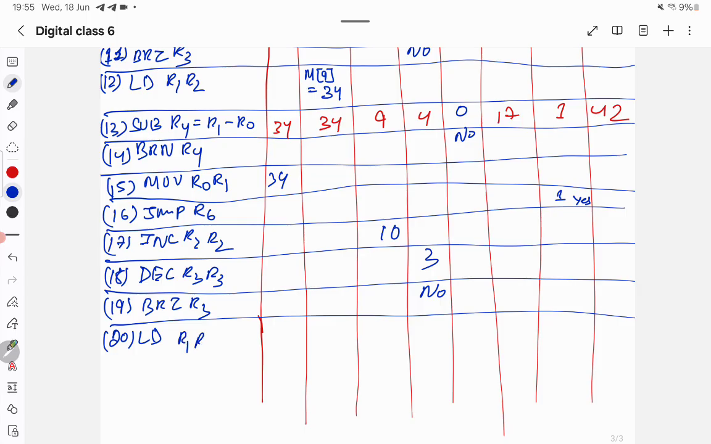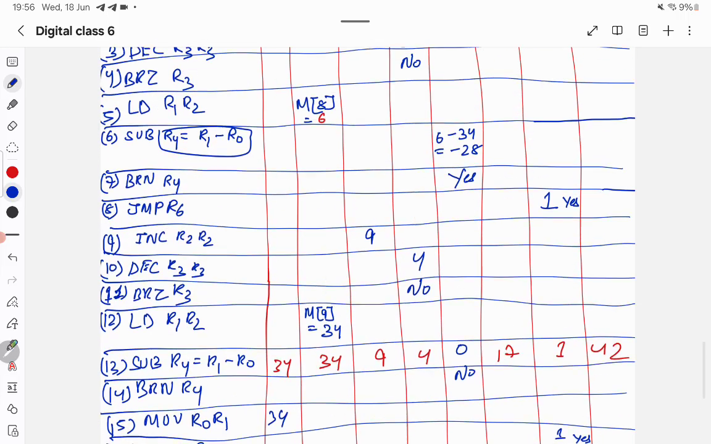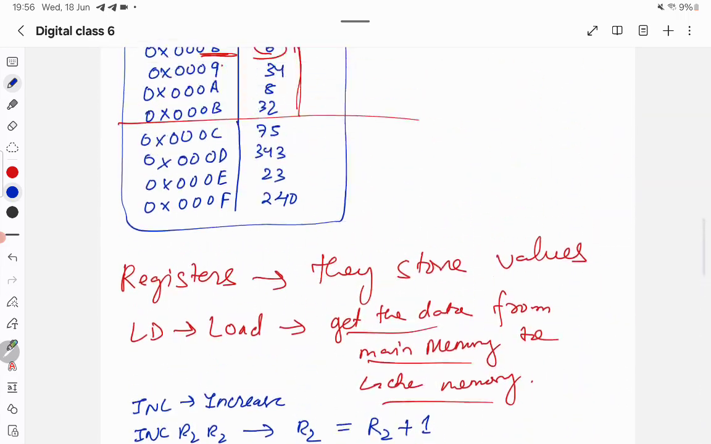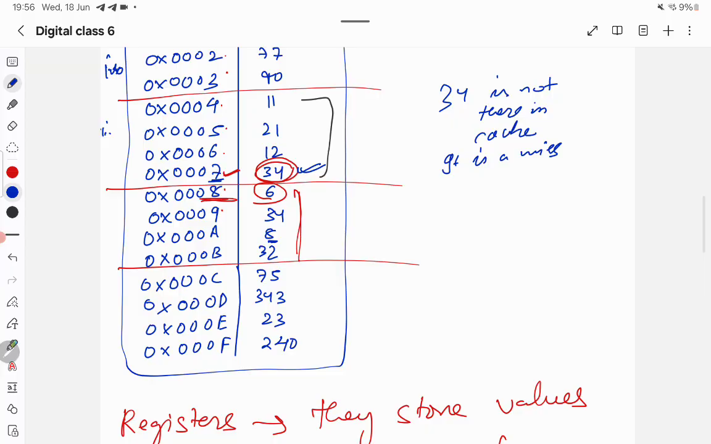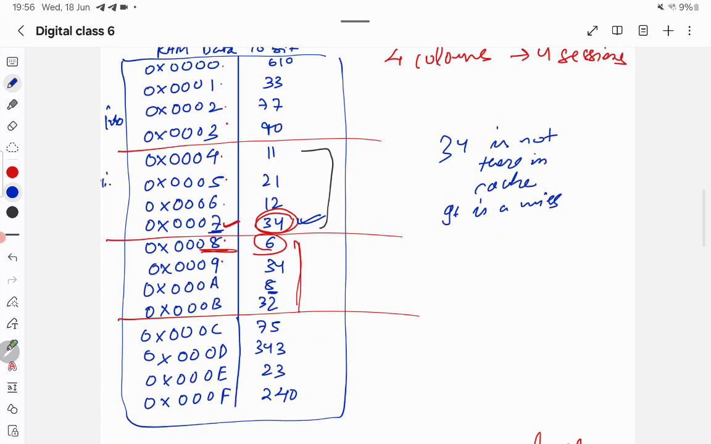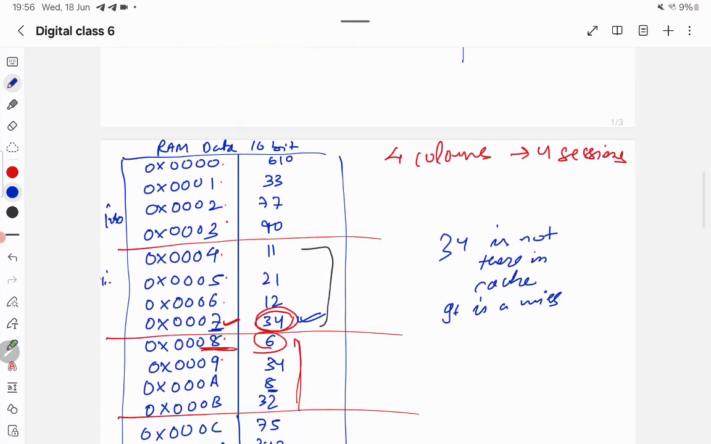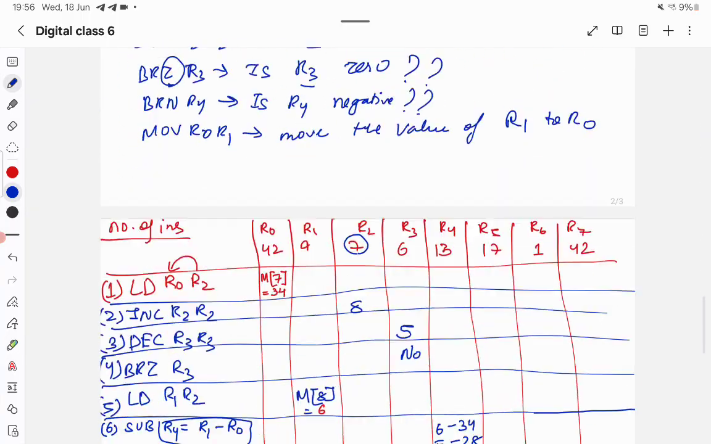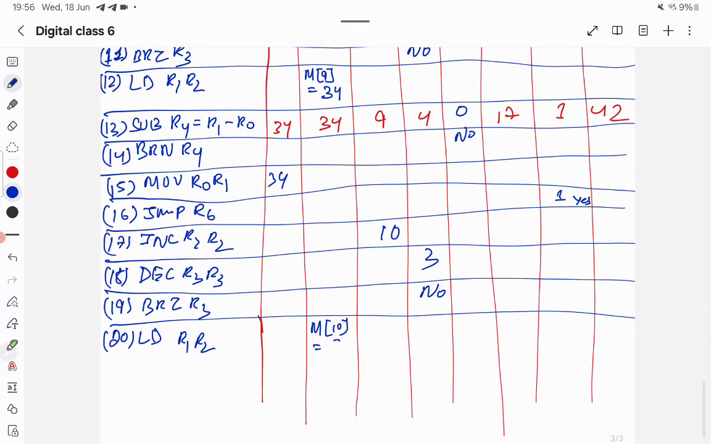Load R1 R2. So load the value of R2 in R1. R2 value is 10, so I am storing it in R1. M of 10, so I will write in R1. So let's go to 10. We have already copied down the value in the cache, so it is a hit at 20 instruction. What is the value? 8, right? So you will write M of 10 is 8, the value. And at 20 there is a hit.